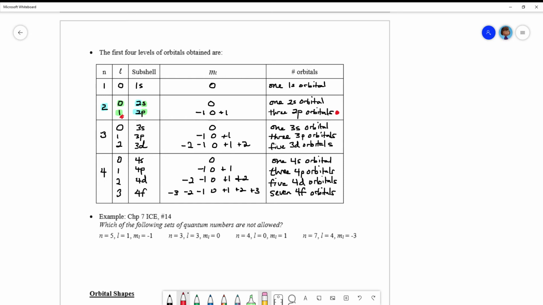But do all 3 orbitals have the same m sub L value? No, they don't. One of those orbitals is -1, one is 0, and one is +1. And what does the m sub L value indicate? It indicates orientation. So these three 3p orbitals could be expected to have the same size, the same shape, but different orientations since they all have different m sub L values. We're going to see more about orbital shapes and orbital orientations very shortly.